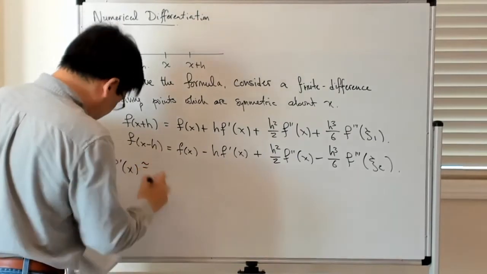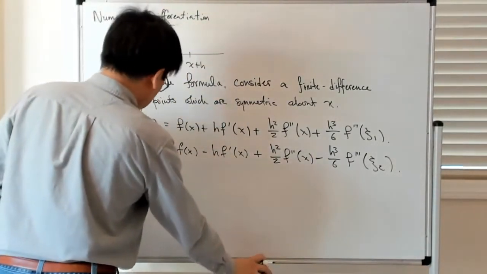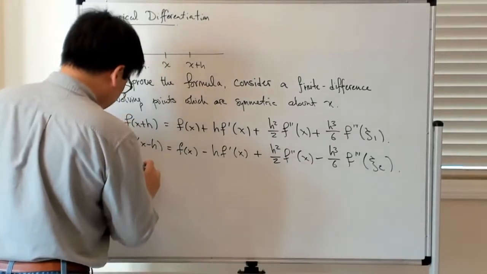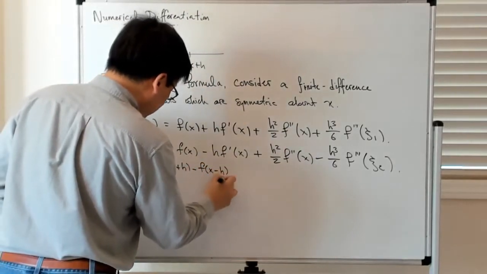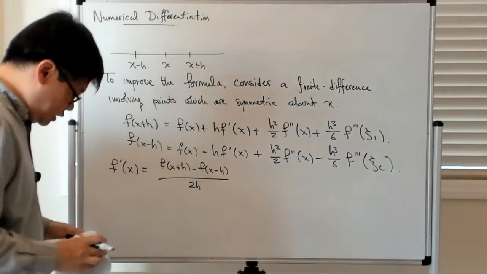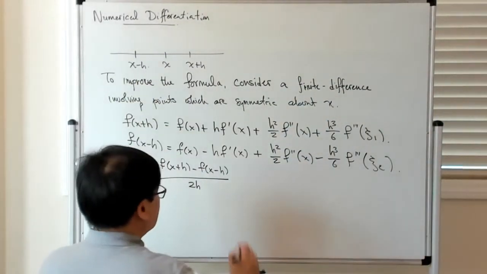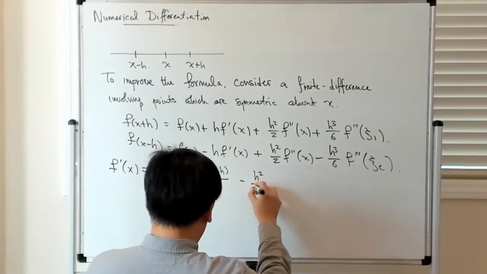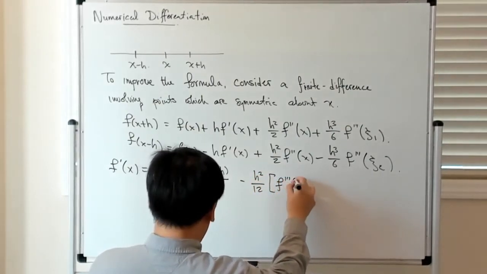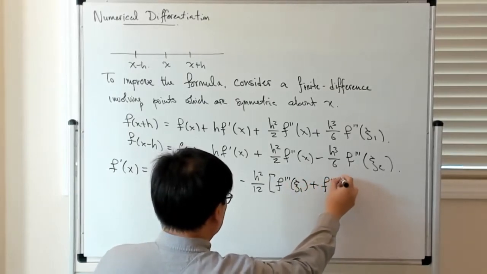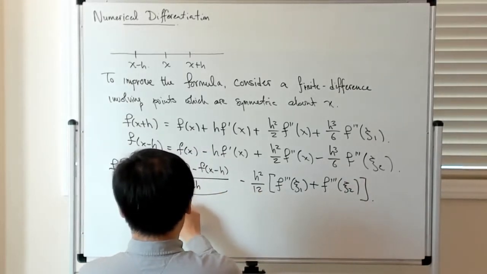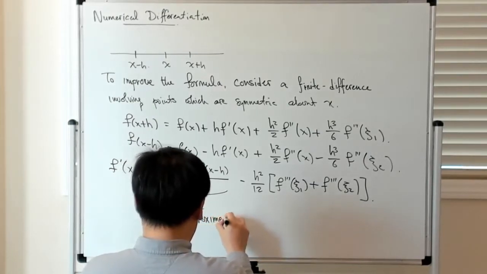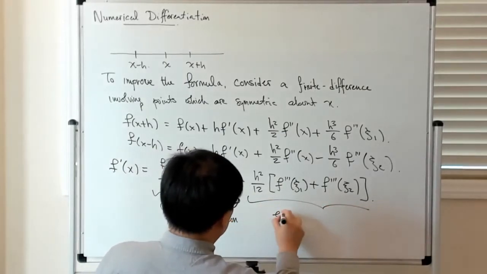So this is approximately equal to, well, let me actually write down the equality. You can check that this is equal to f of x plus h minus f of x minus h over 2h. That's the computable part. And then there's an error term, which is h squared over 12 times f triple prime at c1 plus f triple prime at c2. So again, this is the computable approximation, and this is the error term.